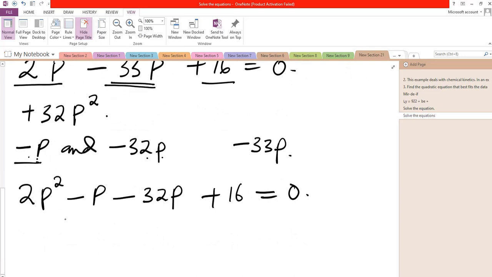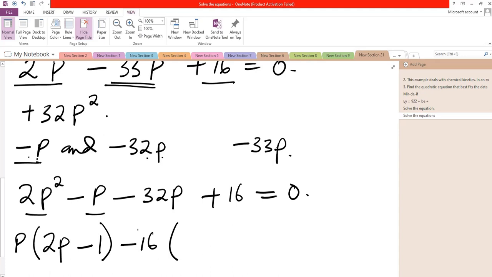Now, by factorization, with these first two terms, the factor that is common to both of them is p. So let me bring out the p. p divided into 2p squared will give you 2p. p divided into minus p will give you minus 1. Now what are the common factors of minus 32p plus 16? The common factor in both of these is minus 16.